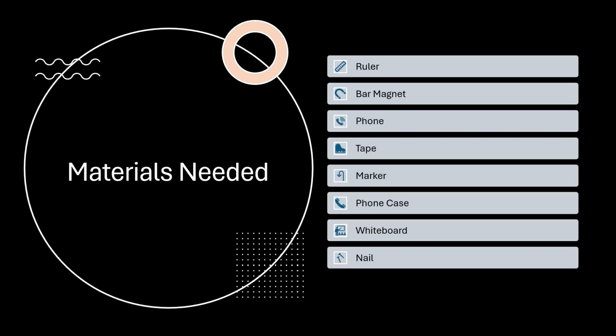Here we have a list of the materials that were required to perform this experiment. This includes a ruler, a bar magnet, a phone, tape, a marker, a phone case, a whiteboard which was used as an even surface, and a nail.